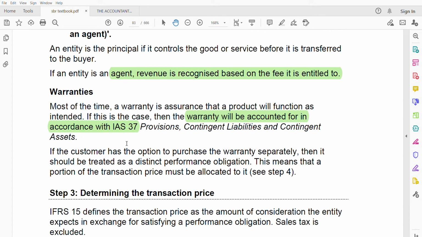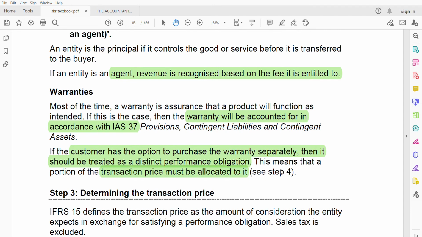So if the customer has the option to purchase the warranty separately, then it should be treated as a distinct performance obligation. If they have that option that they can purchase the warranty separately, then it is treated as a distinct performance obligation. Because warranties usually come with a product, they do not come separately. But if you can purchase it separately, then it is a distinct performance obligation. This means that a portion of the transaction price must be allocated. Okay, that means you're using IFRS 15 on it, for that portion which is bought separately. So the transaction price must be allocated to the warranties also.